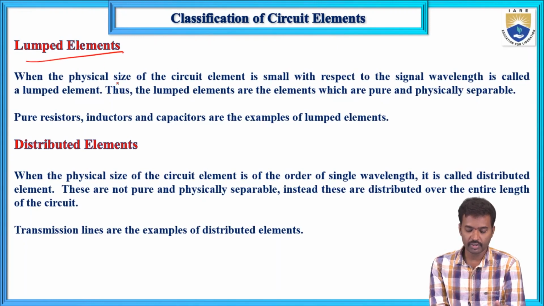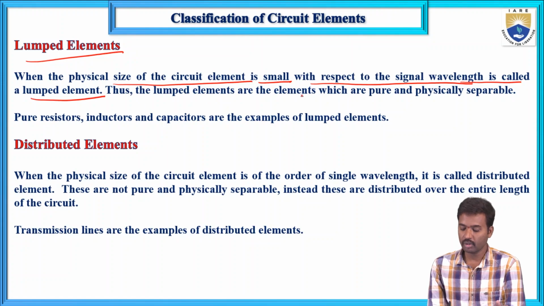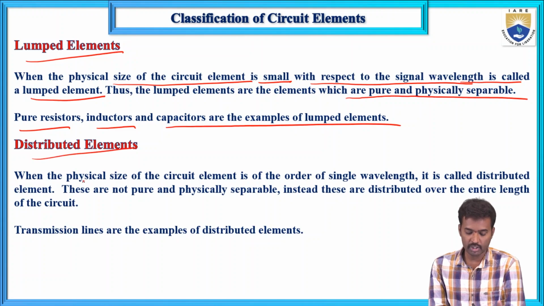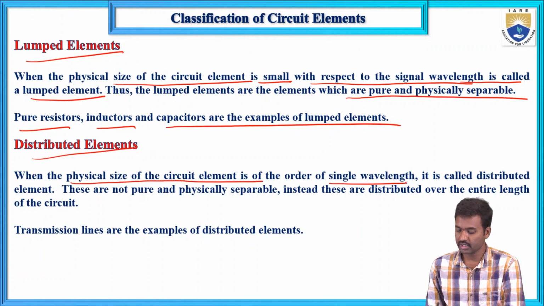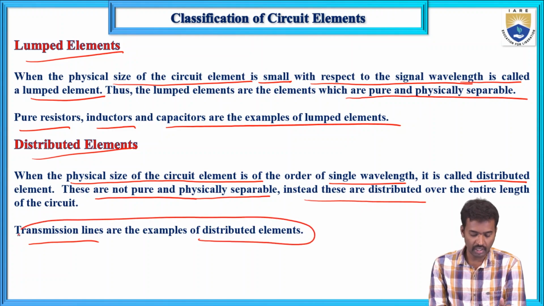Lumped elements are those whose physical size is small with respect to the signal wavelength. These elements are pure and physically separable. Pure resistors, inductors and capacitors are examples of lumped elements. Distributed elements have a large physical size; they are not pure and not physically separable. The best examples of distributed elements are transmission lines.